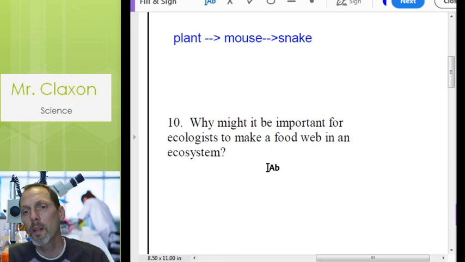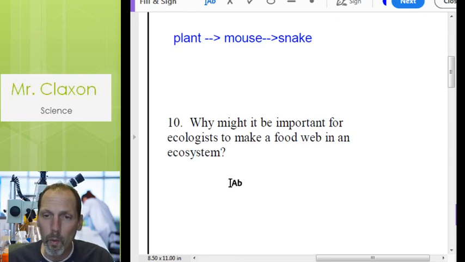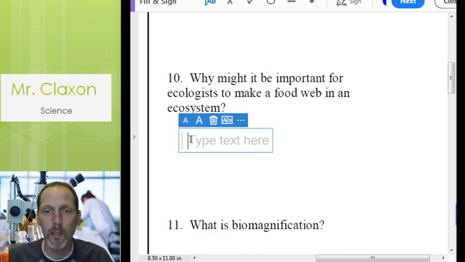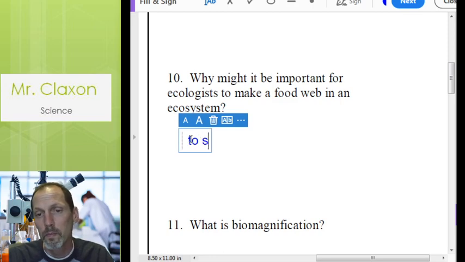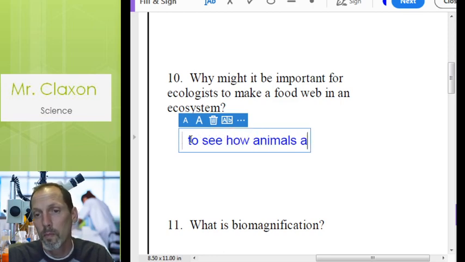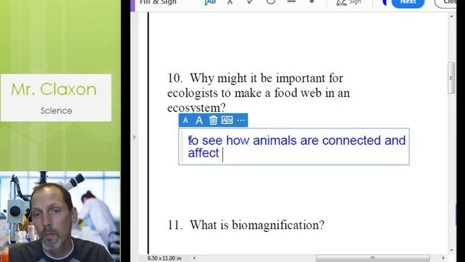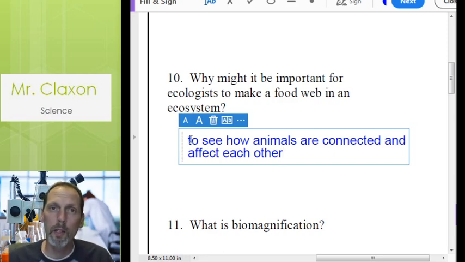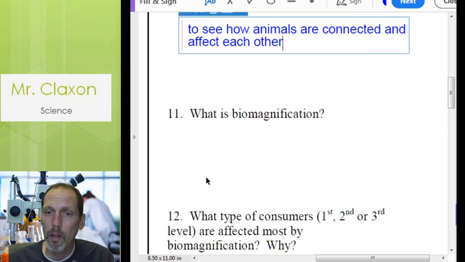All right. Why make a food web? Well, when you see a food web, you notice that all the animals are connected. So maybe by making that food web, you see how everything's connected, how animals can affect one another. And maybe you do that study and you see how two animals that didn't seem connected actually are, and you might understand the population a little bit better.